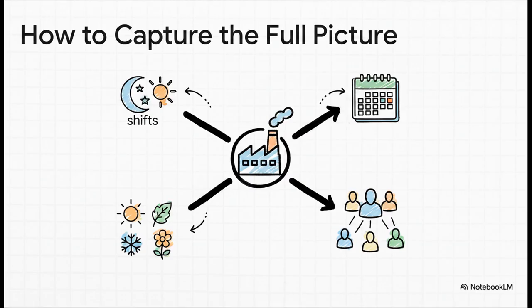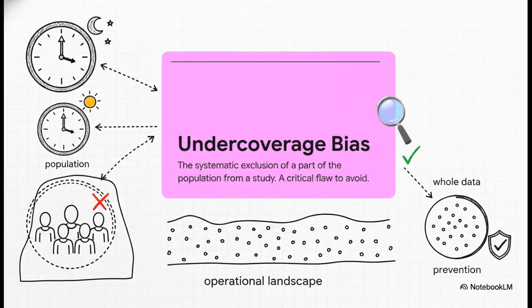If your business has busy seasons, you need to factor that in too. And if you have separate groups, like different departments, you might use a method called stratified sampling just to make sure each group gets its fair share of observations. If you fail to do this, if you only sample the easy times, you fall into a huge statistical trap called undercoverage bias. It's a fancy name for a simple problem. You've completely ignored a part of your population. If you only sample the day shift, your results tell you absolutely nothing about what happens at night. By spreading your observations out, you avoid this massive flaw.